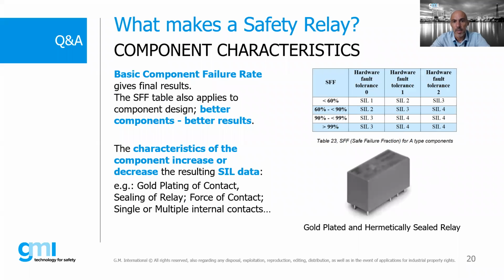Another point is the failure rate for the components. The components inside, of course, must have a failure rate declared by the manufacturer. So better components means better results. Also, the characteristics of the components inside, like gold-plated relays, silver relays, forced contact, multiple contacts, are very important features for the product you want to claim for sale.